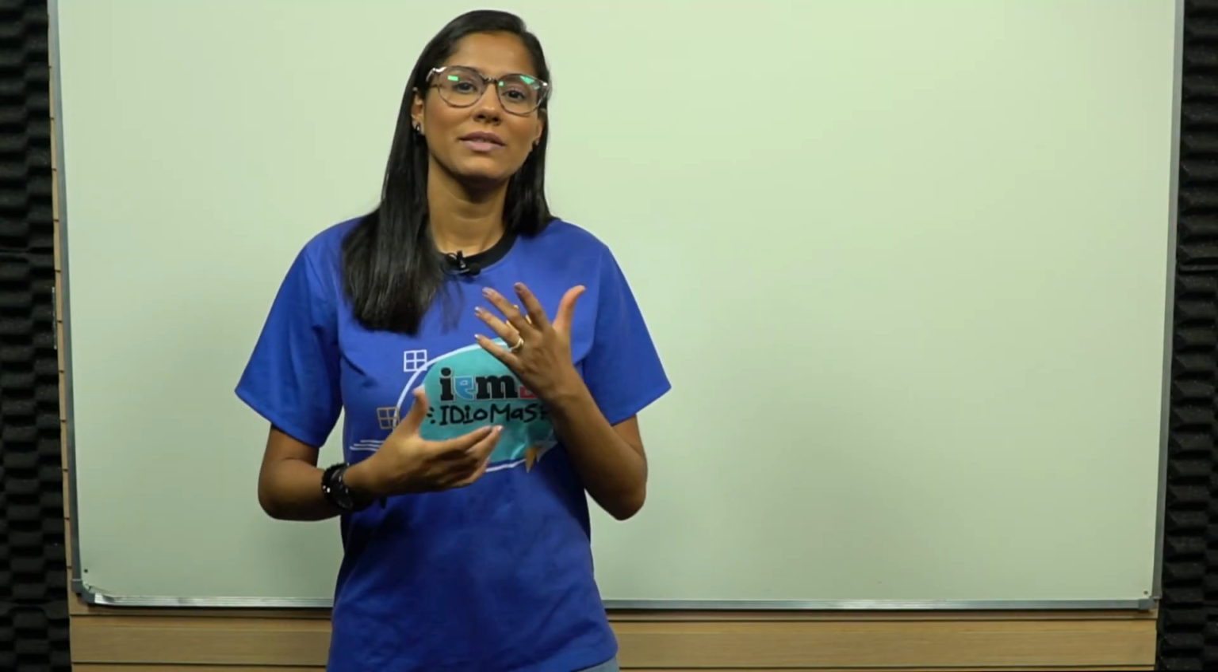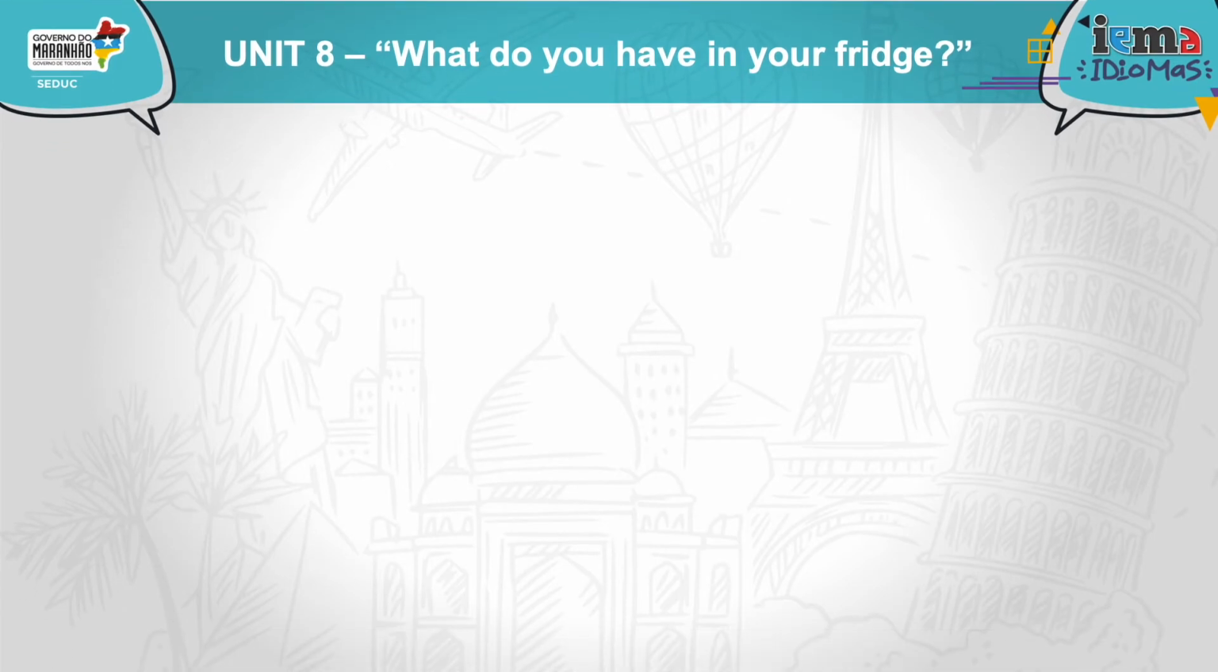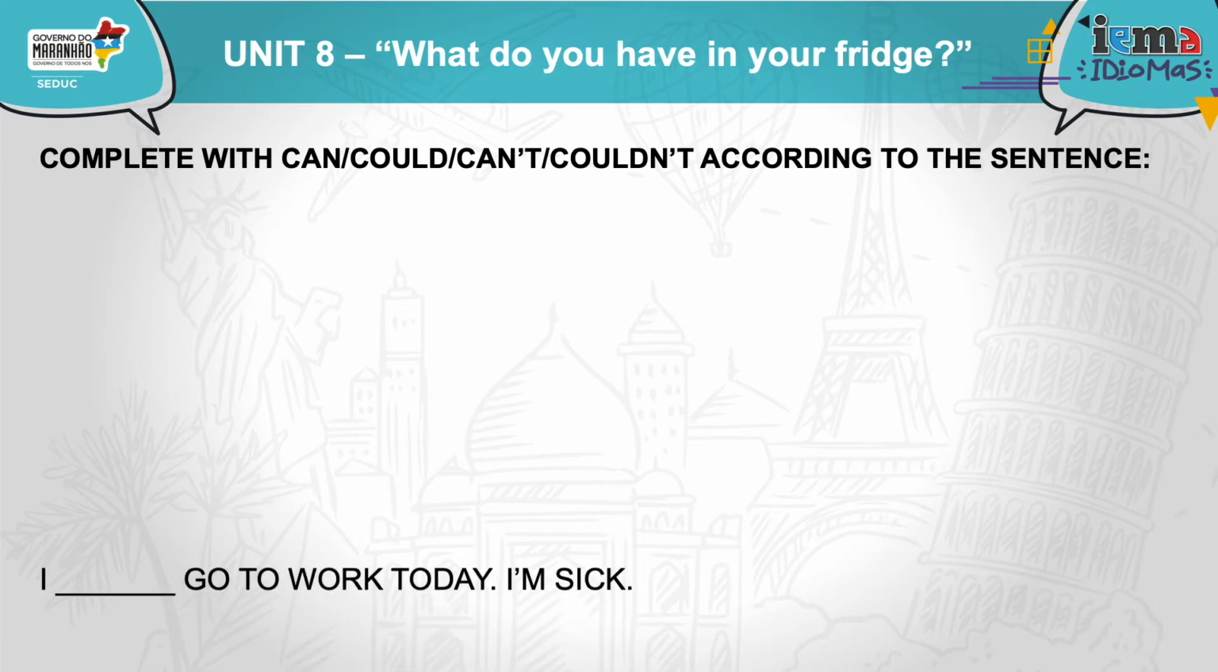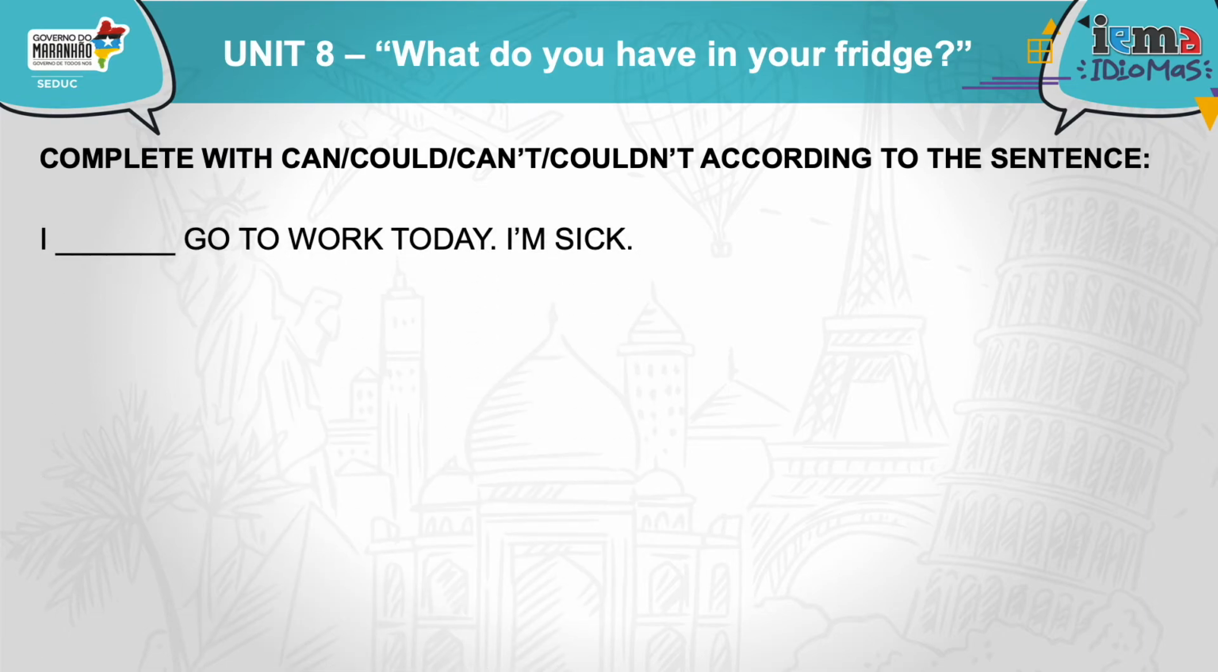Okay, so now that you understand the structure, now that you know how to form sentences, how to express abilities in the present and in the past, let's practice with some examples. Complete with can, could, can't, and couldn't according to the sentence. So here I have: I blank go to work today. I'm sick. I can't go to work today. If you see, we have the expression today indicating something from the present, and we also have the verb to be in the present, I'm. So this indicates that we need to use something in the present.